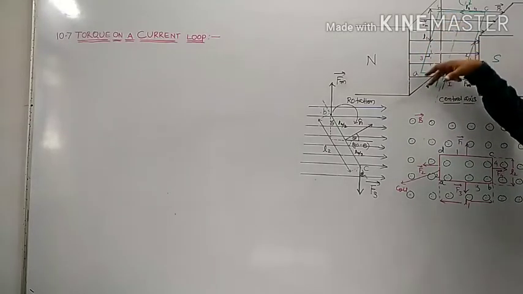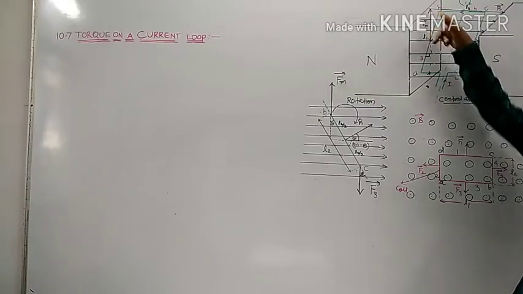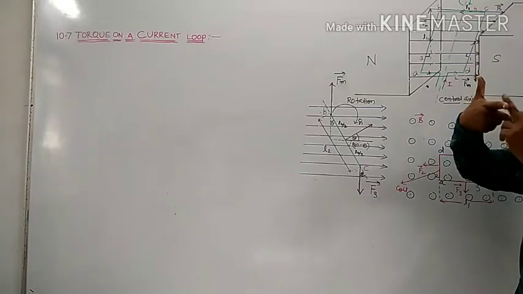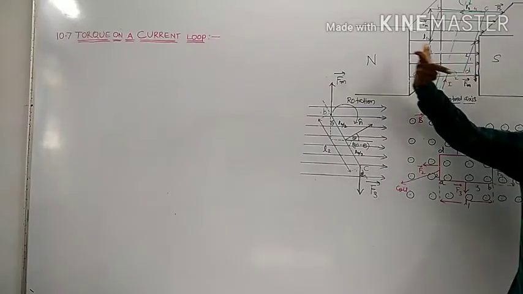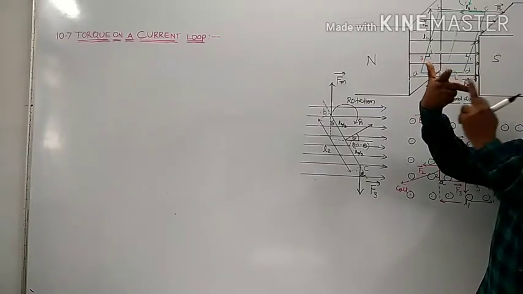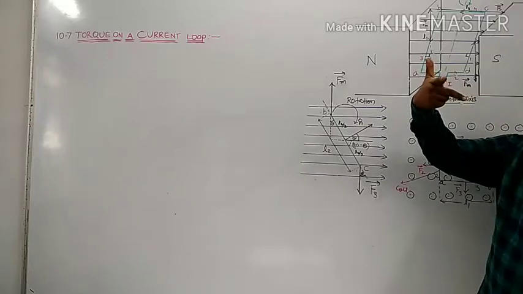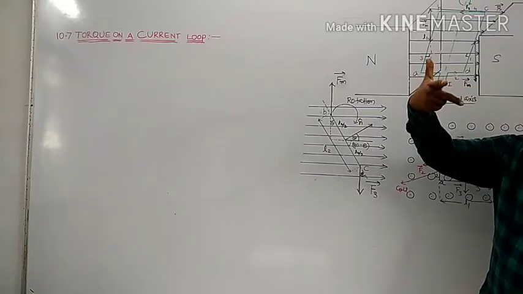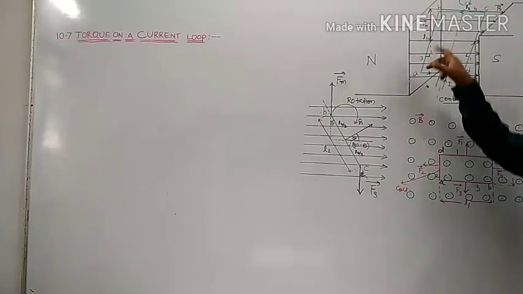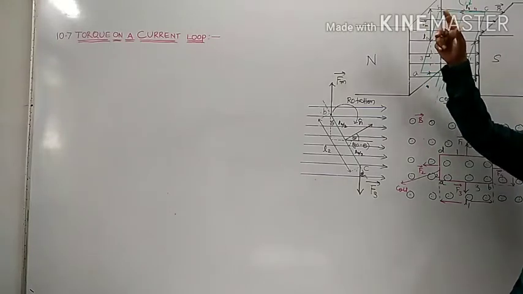So on the segment AB, apply Fleming's right hand rule. Here current is flowing from B to A, along the direction of forefinger. The magnetic field is acting along the direction of the central finger, that is from left towards the right hand side. Then the outstretched thumb is pointing upward, which means on the segment AB, magnetic force is acting upward.